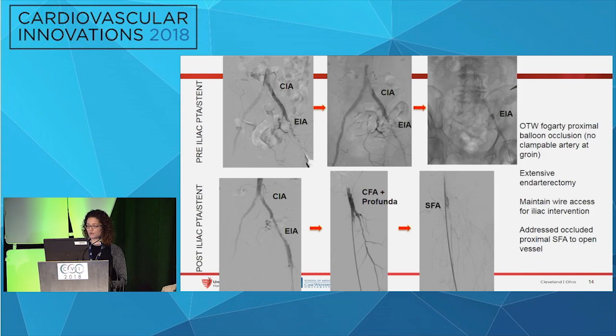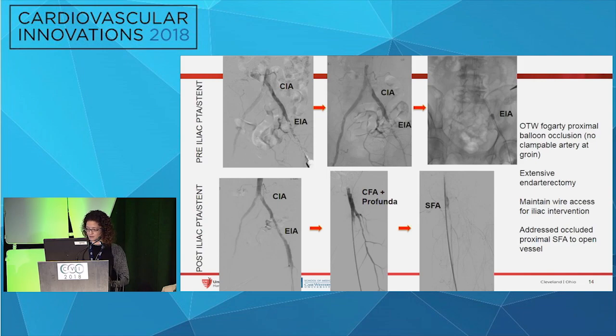So for this approach, I do an over-the-wire Fogarty embolectomy for proximal occlusion, and this allows me to do a clampless inflow control while I do the endarterectomy. It also allows me to get my clamp up high into the external iliac artery and essentially do an eversion endarterectomy of the external iliac artery about halfway up. We maintained our wire access through our patch and then proceeded with the iliac intervention.